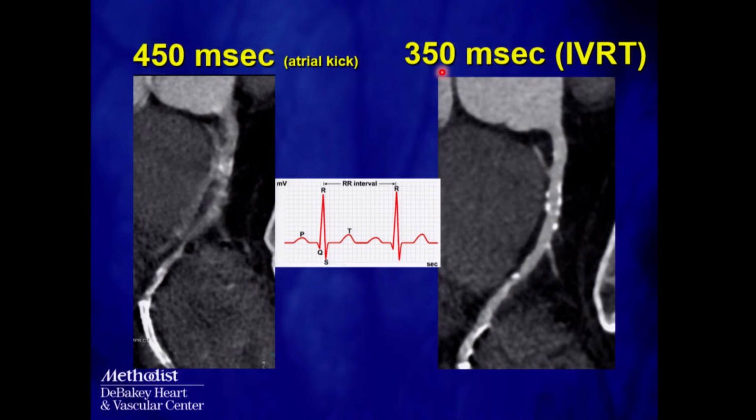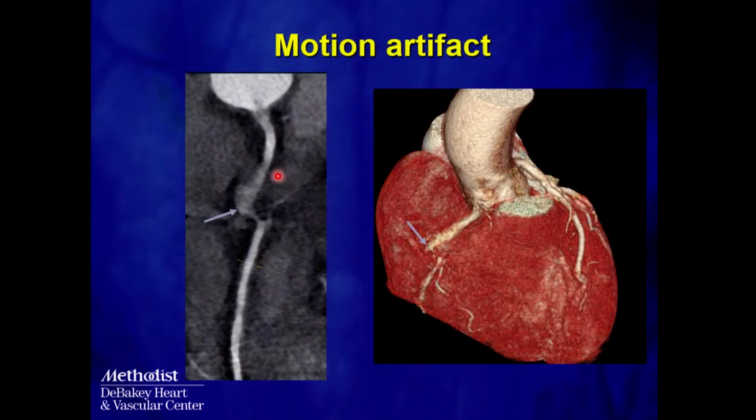If you reconstruct at a different phase of the cardiac cycle, here we use 350 milliseconds, or right over the T wave, which is the isovolumic relaxation time. This is the same patient. Look how now this coronary artery segment is interpretable and motion free, and you can accurately assess for plaque burden and stenosis. This is another curved planar reformat showing you motion artifact on this right coronary artery.